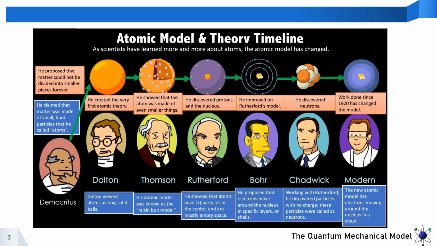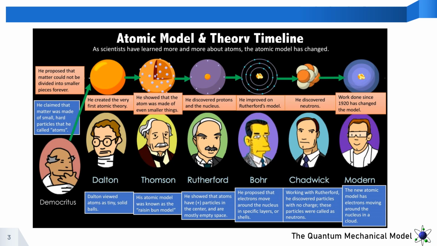Let us first have a review of the atomic model and the theory timeline. It all begins with Democritus. He proposed that matter could not be divided into smaller pieces forever. He also claimed that matter was made of small, hard particles that he called atoms. The next one is Dalton. Dalton viewed atoms as tiny solid balls. He then created the very first atomic theory.